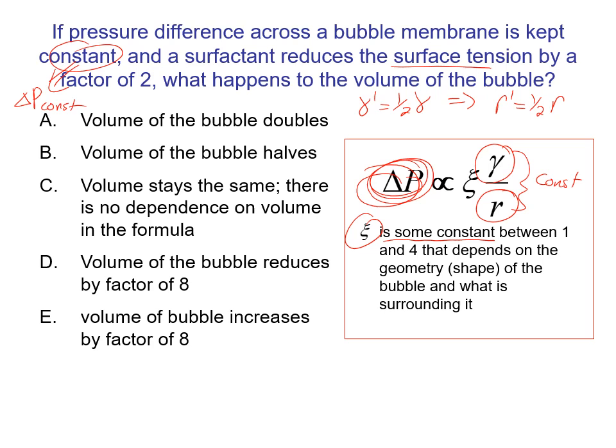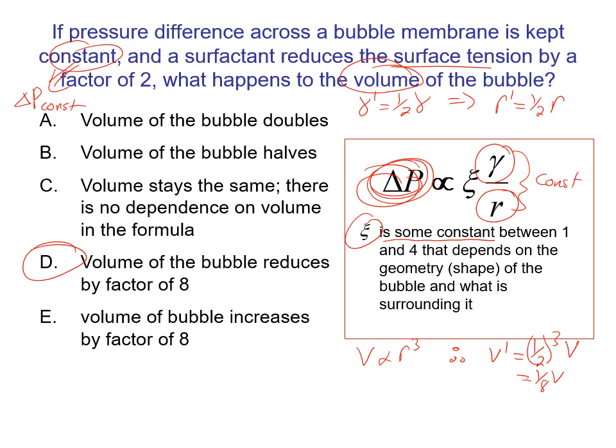Now, the volume of the bubble is what we're interested in though. So remember that volume goes with radius cubed. Therefore, the volume of the bubble afterwards is equal to this 1/2 factor raised to the power of 3 times the volume of the bubble before. So that's going to be 1/8 of the volume before. So if you have a surfactant which reduces the surface tension by a factor of 2, then the volume of the bubble will be reduced by a factor of 8, which is a pretty significant difference.